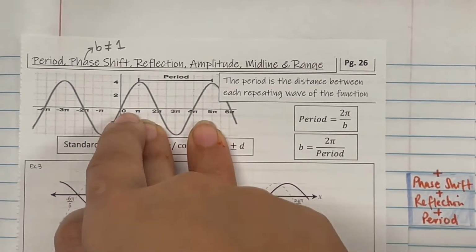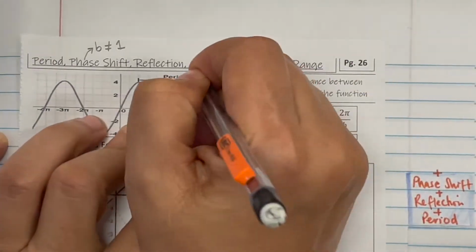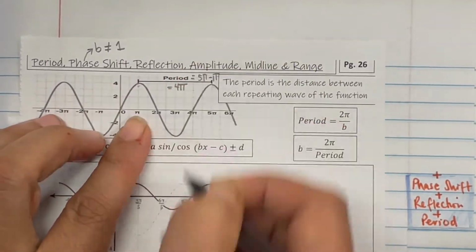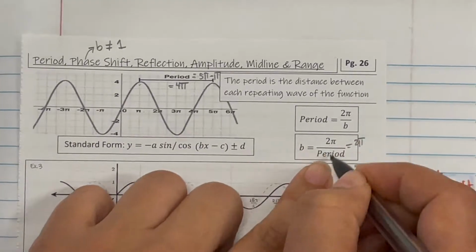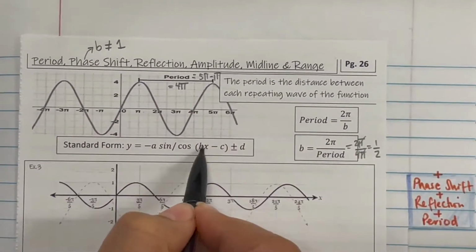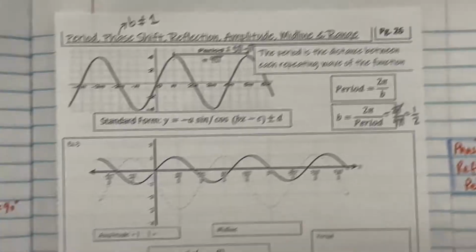This is a listening check, shade in period in the title. So let's calculate period. Period is 5 pi minus pi, right? The end to the beginning, which is equal to 4 pi. So if I wanted to find b, I would say 2 pi over the period, which is 4 pi. That crosses out. 2 divided by 4 is a half. So the number in front of b for this graph would be a half.